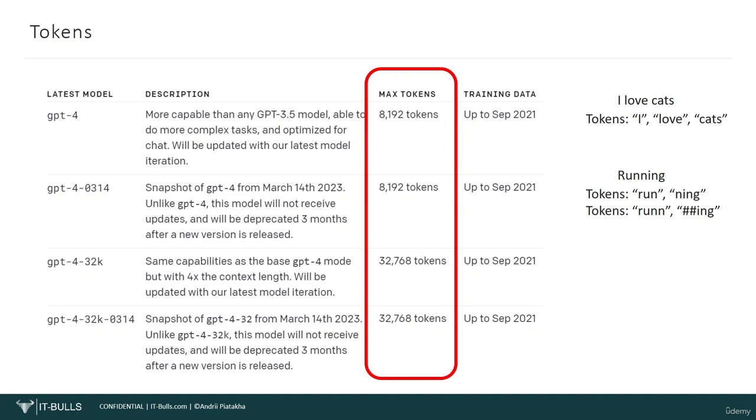It's important to note that tokens can have varying lengths. Some tokens may represent a single character, while others may represent entire words or even longer subword units. For instance, the word running can be tokenized as run-ning, or using subword units such as run-ing, like you can see on the slide. The number of tokens in a given text affects the computational requirements and performance of the model. It is also essential to consider token limits and constraints when interacting with ChatGPT to ensure that the input and output remain within the allowed token count for the model you are using.